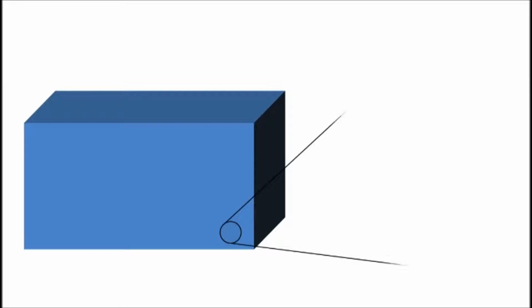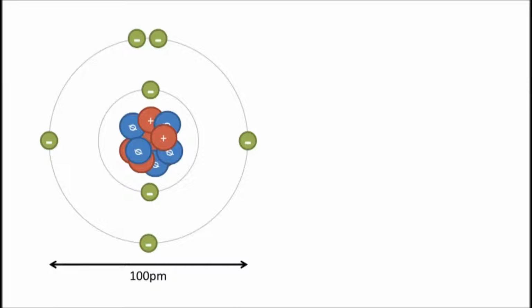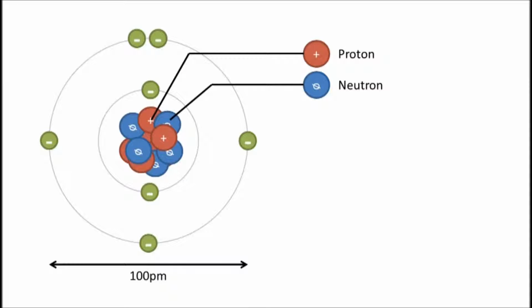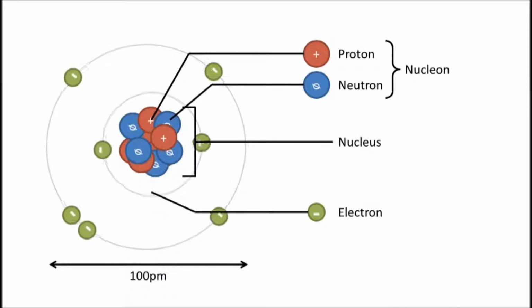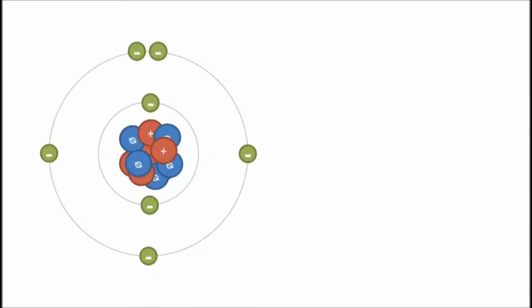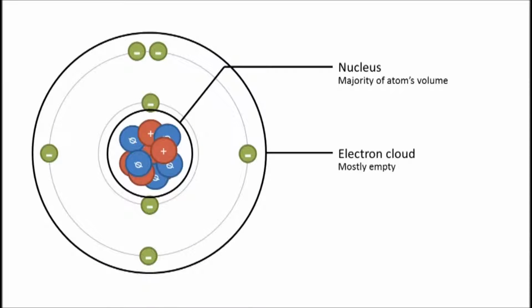An atom is the smallest indivisible unit of matter. Atoms are very small, about 100 picometers in diameter. Its structure consists of three subatomic particles: the proton and neutron, which form the nucleus and are collectively known as nucleons, and electrons orbiting the nucleus. Furthermore, electrons orbiting the nucleus mean that the atom is mostly empty.